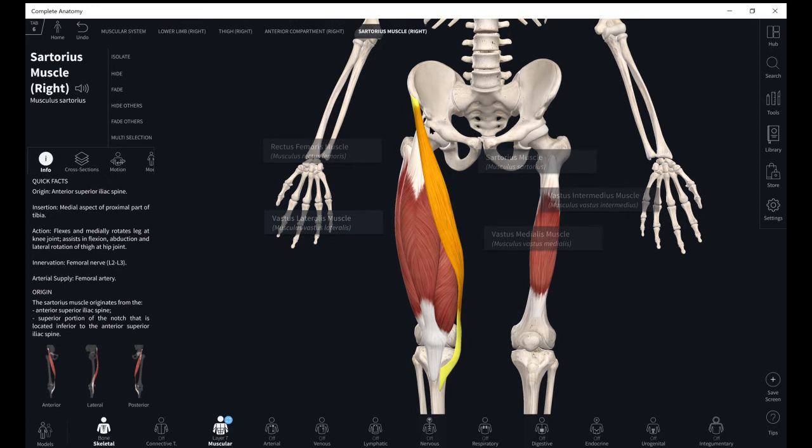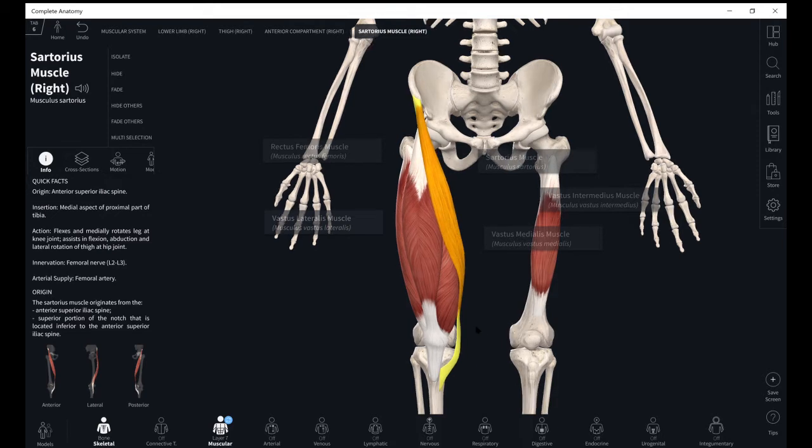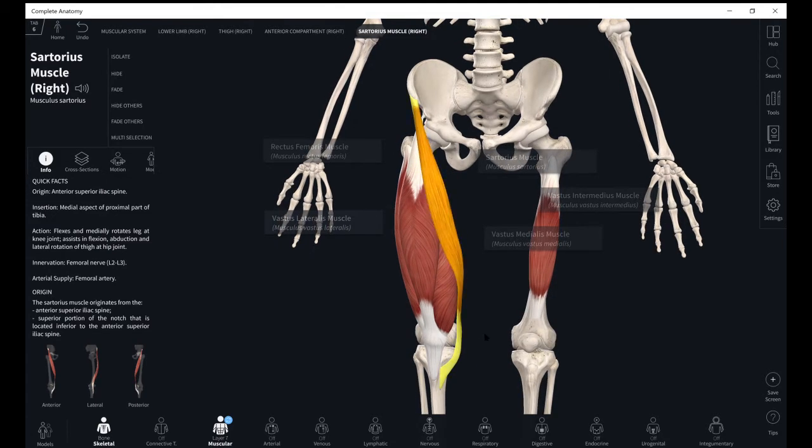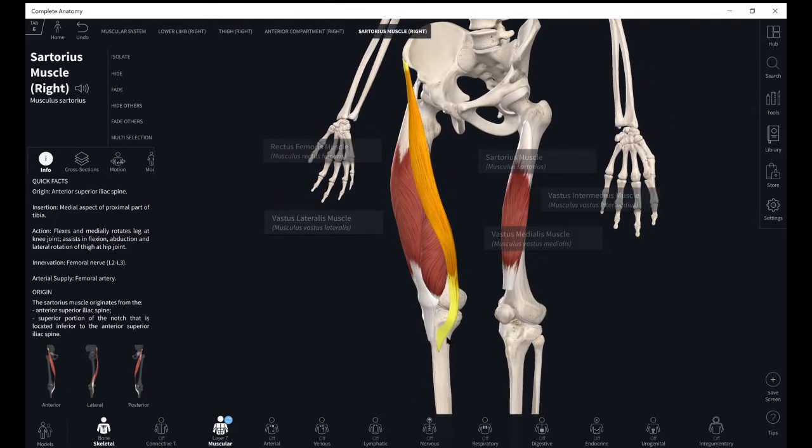Sartorius, longest muscle in the body. Its origin is the anterior superior iliac spine. It curves from a lateral to a medial direction to then insert on the medial aspect, proximal part of the tibia, being one of the three pieces of the pes anserine. Its action is it flexes and medially rotates the leg at the knee joint. It assists in flexion, abduction, and lateral rotation of the thigh at the hip joint. It's innervated by the femoral nerve L2 and L3.